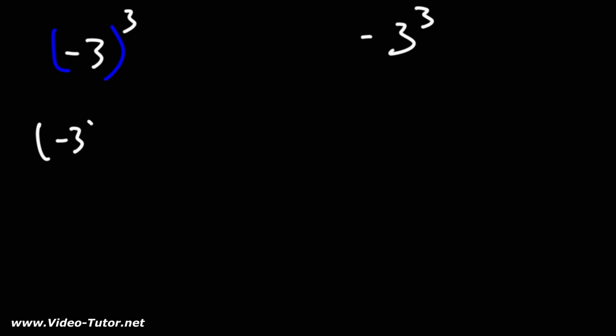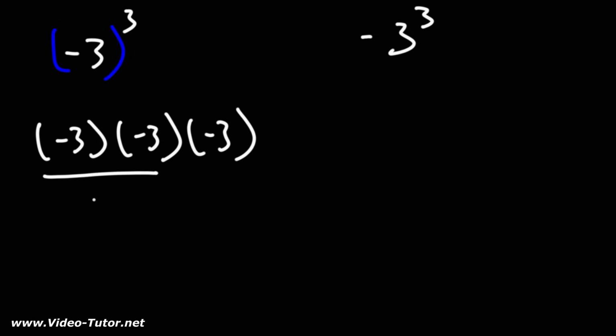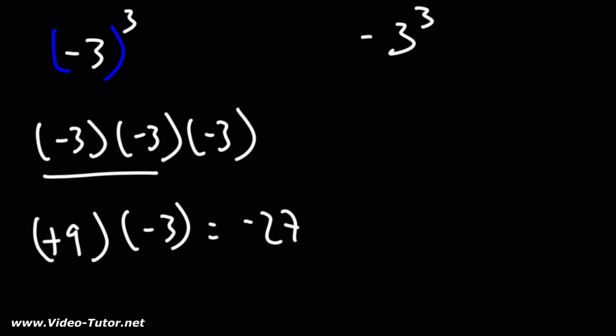Now, let's see what happens when the exponent is odd. So here we have negative 3 to the third power and negative 3 to the third power, but without parentheses. So for the first example on the left, we're multiplying three negative 3's together. Negative 3 times negative 3 is positive 9. Positive 9 times negative 3 is negative 27. So that's going to be the answer.